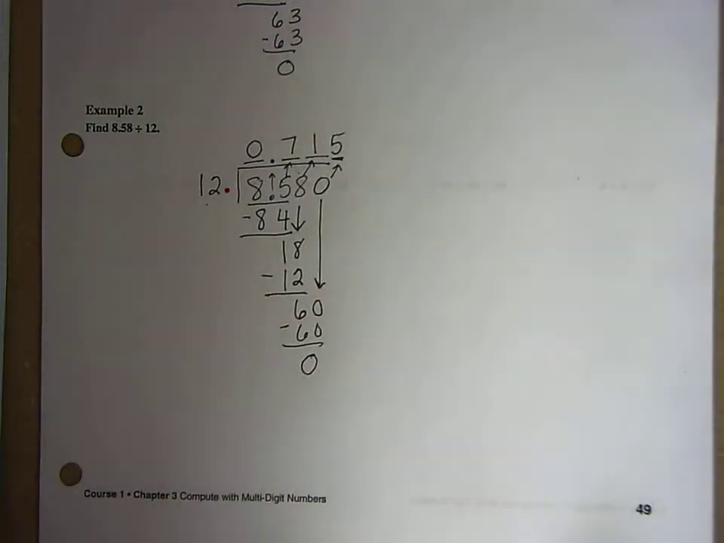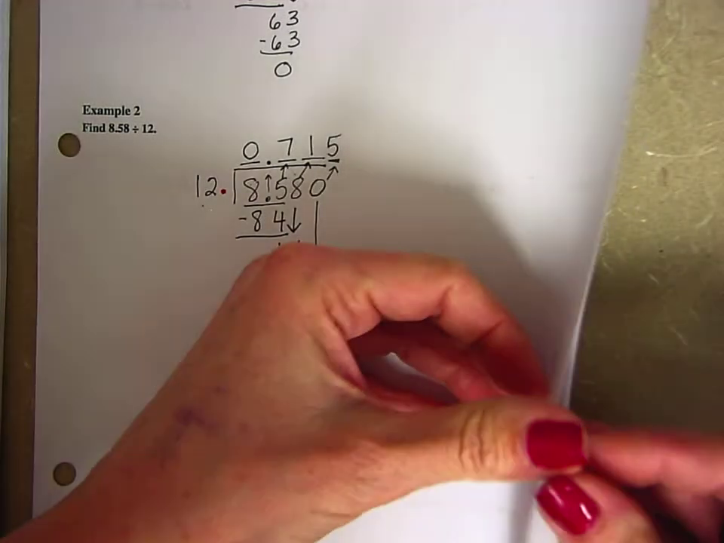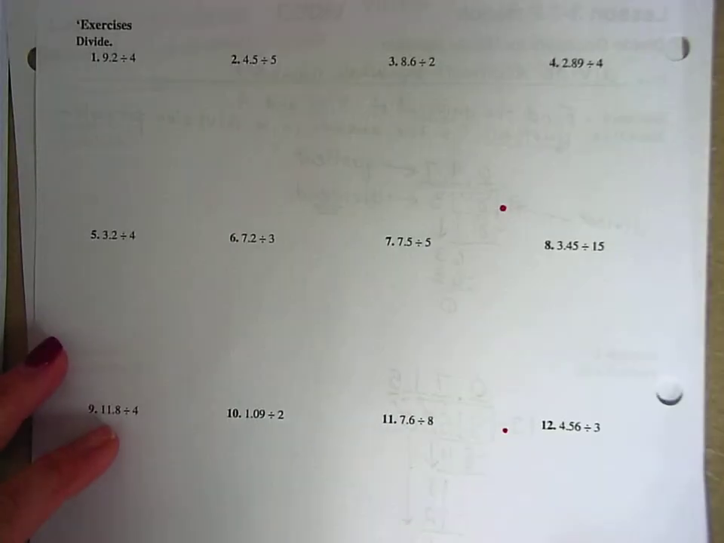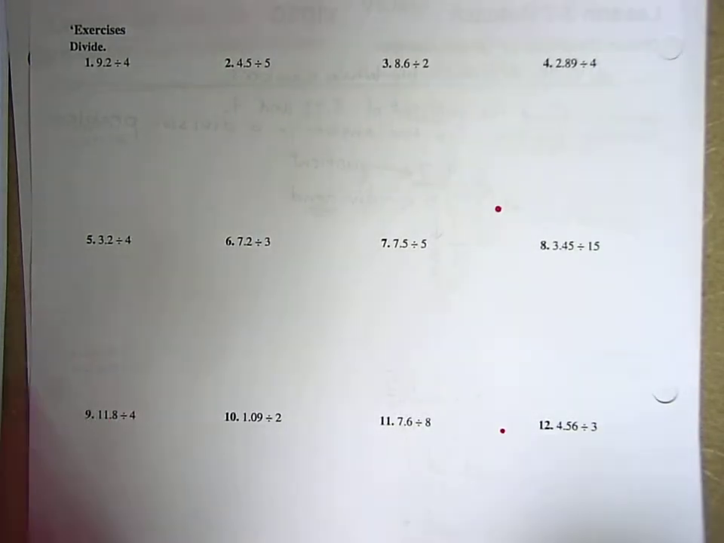Okay guys, that is dividing decimals by whole numbers. Turn your paper over. You have some problems to solve on the back. I want you to do the best you can. Come back, get a key, and check for accuracy. Good luck, guys.